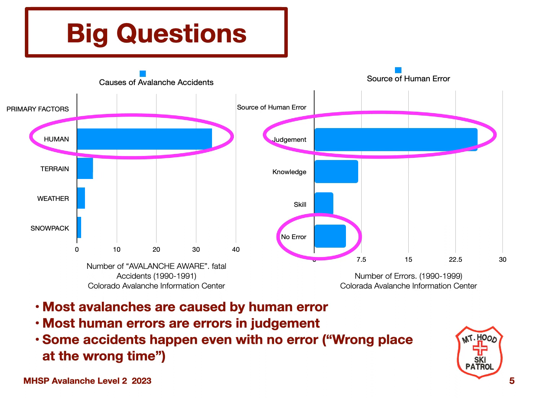When we look at avalanche statistics, an interesting pattern emerges. According to the work done by the Colorado Avalanche Information Center, the primary cause in 85% of avalanche accidents is human factors, as shown in the data on the left. When we look deeper at the data, as shown on the right, the issue in most cases is not lack of knowledge or skills, but poor judgment in decision-making.